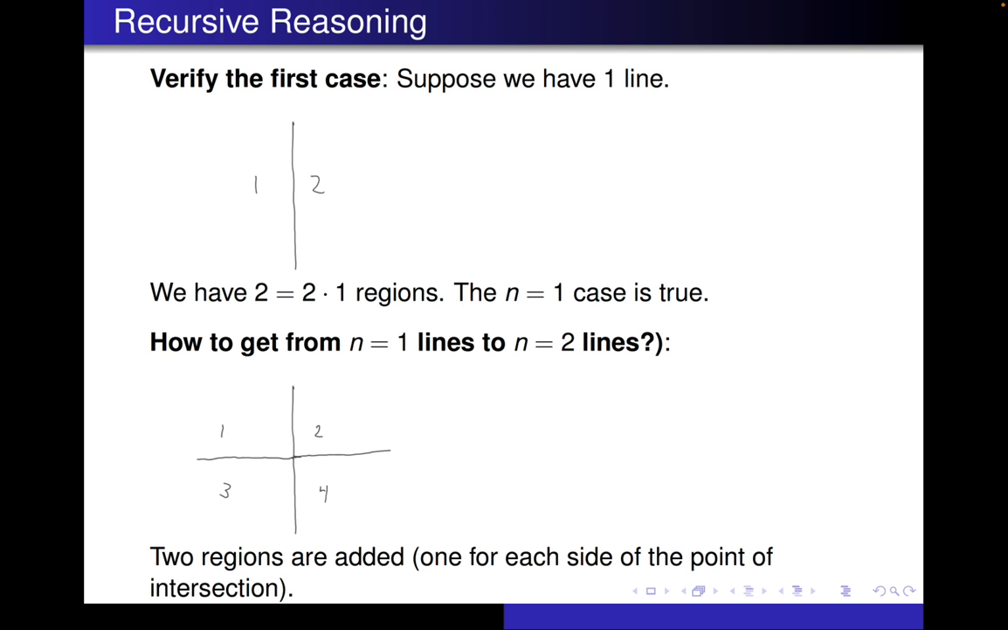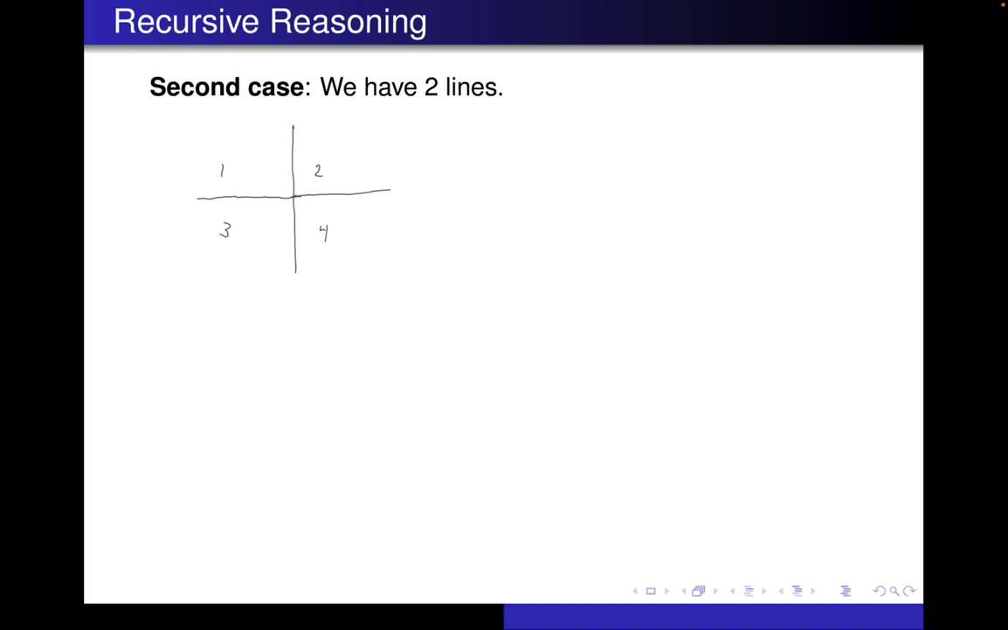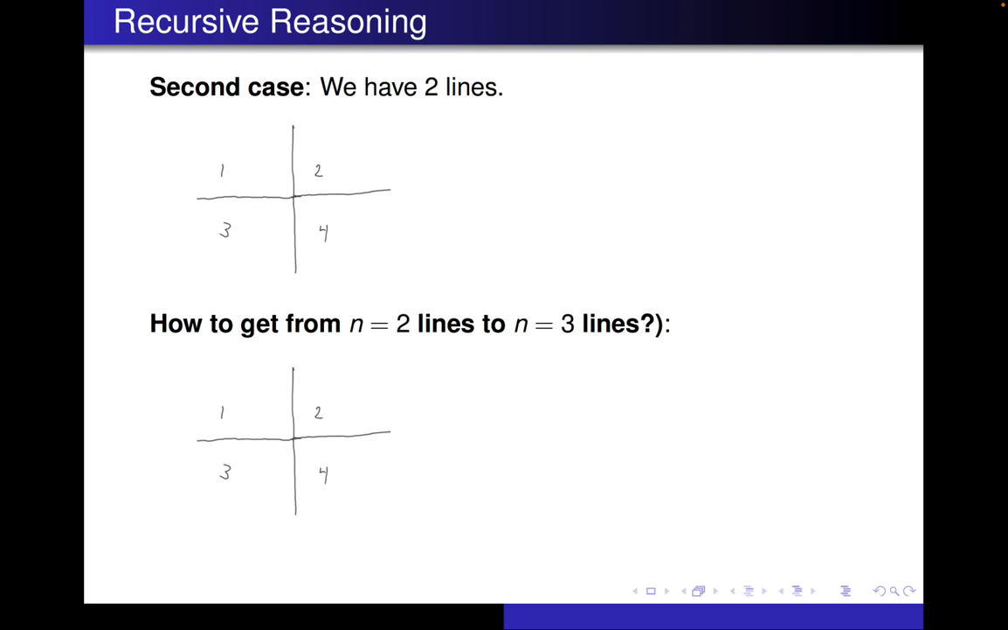And we get one region for each side of the point of intersection. One on the left side of the point of intersection, and one on the right side. Alright, so now we have 2 lines and 4 regions. Now what happens when we go from 2 lines to 3 lines? Well, we start with 2 lines.